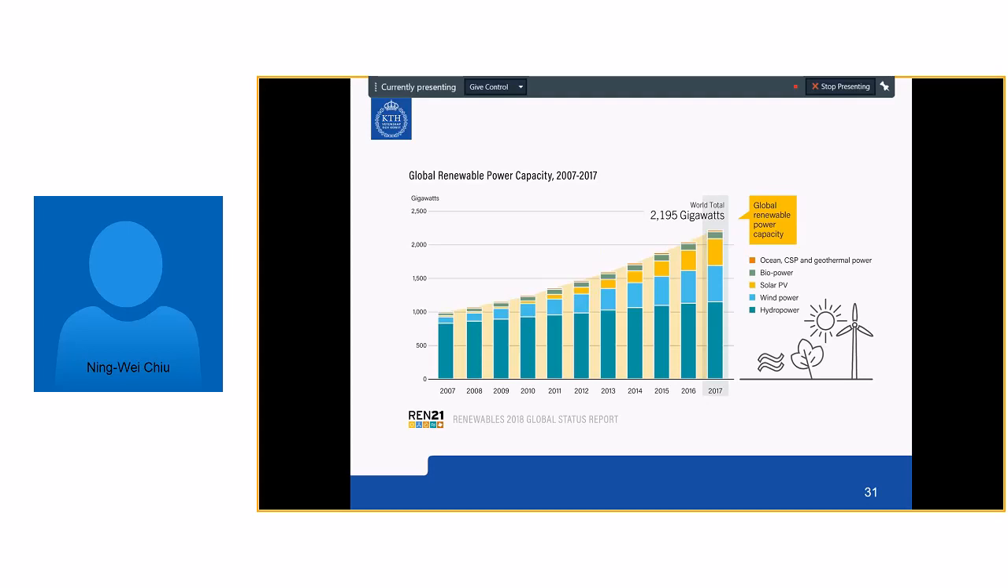So what we see here is the global renewable power capacity. So this is the capacity that we can have, and it has reached roughly 2.2 terawatts as of last year or like 2 years ago. And here we see half of it, it's hydro-based, and the rest are the other types of renewable energies.